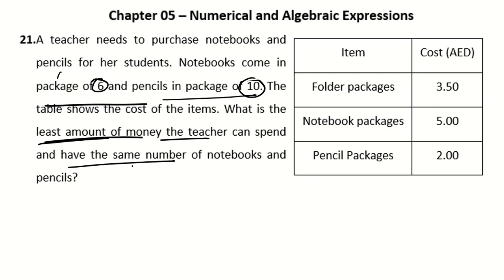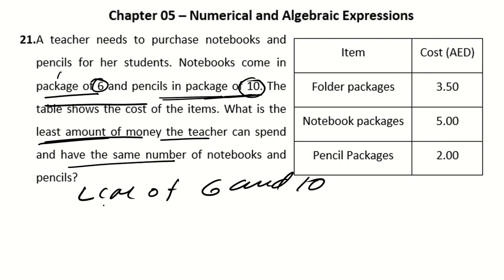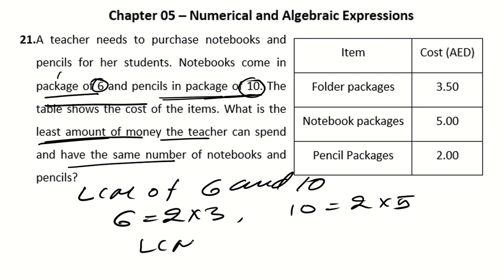Okay. So here what we are going to do? Here we are going to find their LCM. Okay. So 6 in a package of notebooks and pencils in 10. Find LCM of 6 and 10. So 6 is equal to 2 multiply 3 and 10 is equal to 2 multiply 5. So how do you write LCM? You just take the maximum number of occurrences. So here 2 one time, here also 2 one time. So just take it one time only.